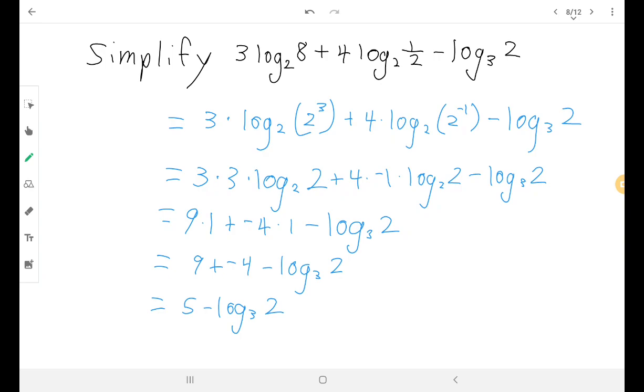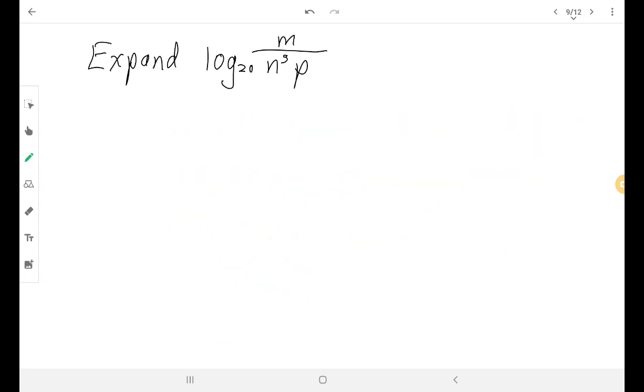I suppose we could try and write 5 as a log, but that really isn't simplifying. That's sort of complicating things even more. So there we have it, 5 minus log base 3 of 2. I'll give you a moment to look at that. And let's look at the next problem.